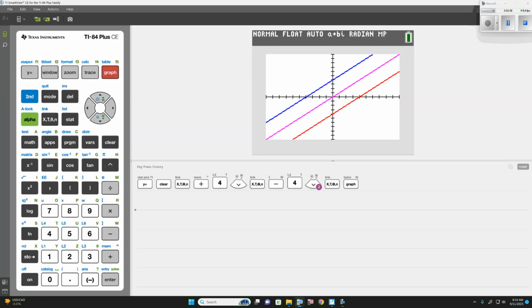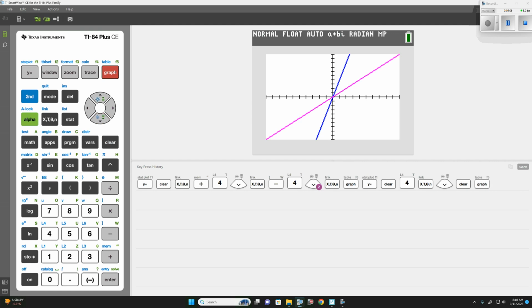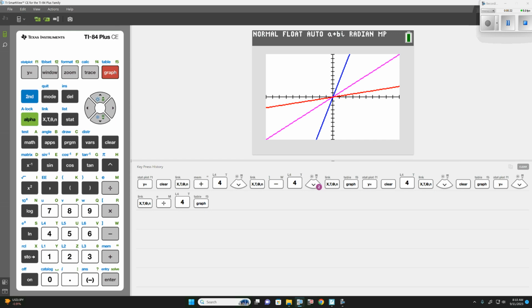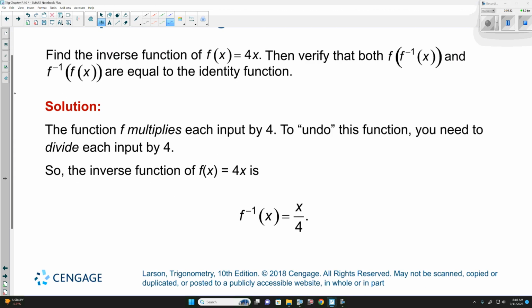Now, we can look at the graph, clear that out. 4x. That was our original function. So we have this here. So we know that its inverse should be kind of coming above the purple line and then below. And we do have exactly that. They are reflected across this line. Questions on this here?